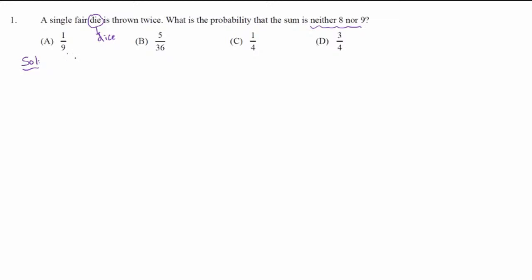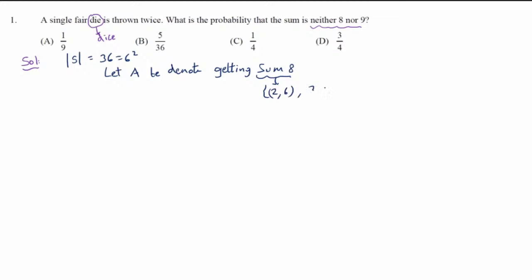Here the total outcomes, that is the cardinality of the sample space, |S| = 36, which is nothing but 6 squared, since the dice is thrown twice. Let event A denote getting sum 8. The favorable cases for sum 8 on the 2 dice are (2,6), (3,5), (4,4), (5,3), (6,2). Dice thrown twice or 2 dice, both have the same meaning.